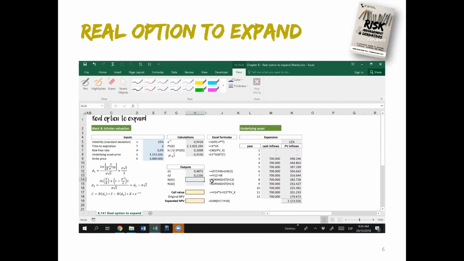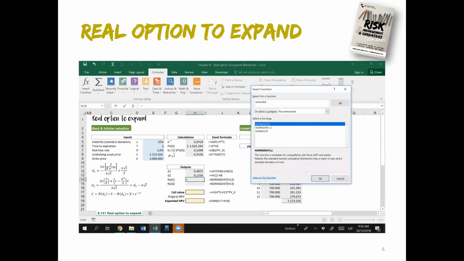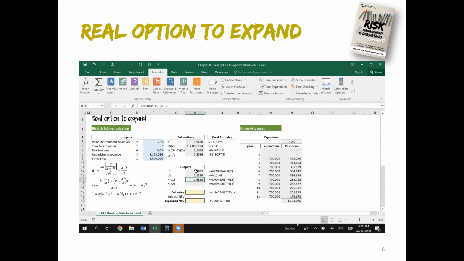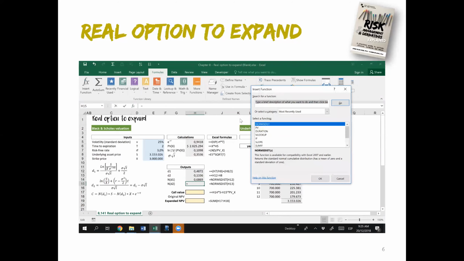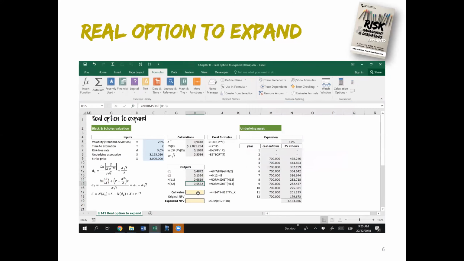Okay, and now we need a normal standard distribution for D1 and D2. The normal standard distribution, we can find it in Excel in the formulas, NORM.S.DIST. Remember to include the S, which means standard. And so the normal standard distribution for D1 is 0.68. That's actually the call delta. And then the same for D2.